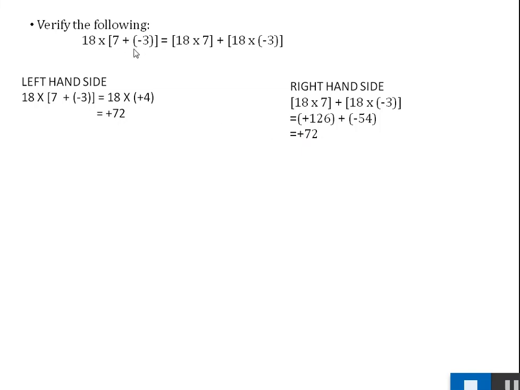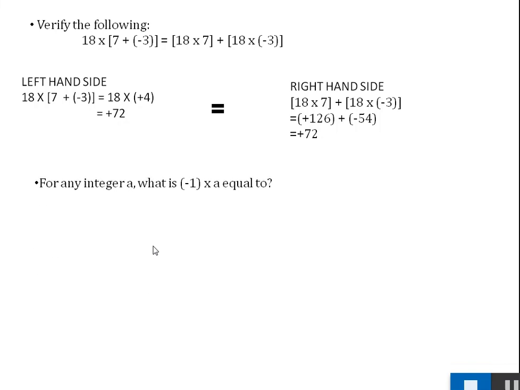So when we calculated the answers for left hand side, we got positive 72. When we calculated the right hand side, we got again positive 72. So we proved that left hand side is equal to right hand side.